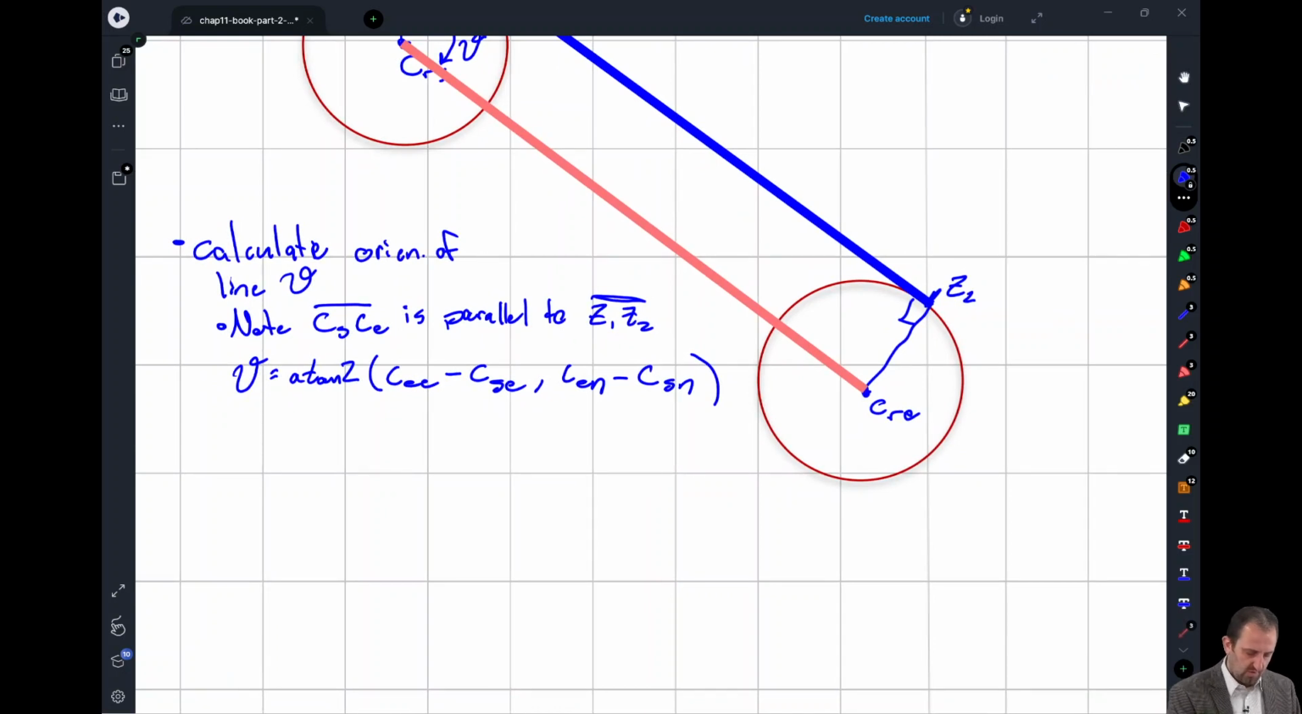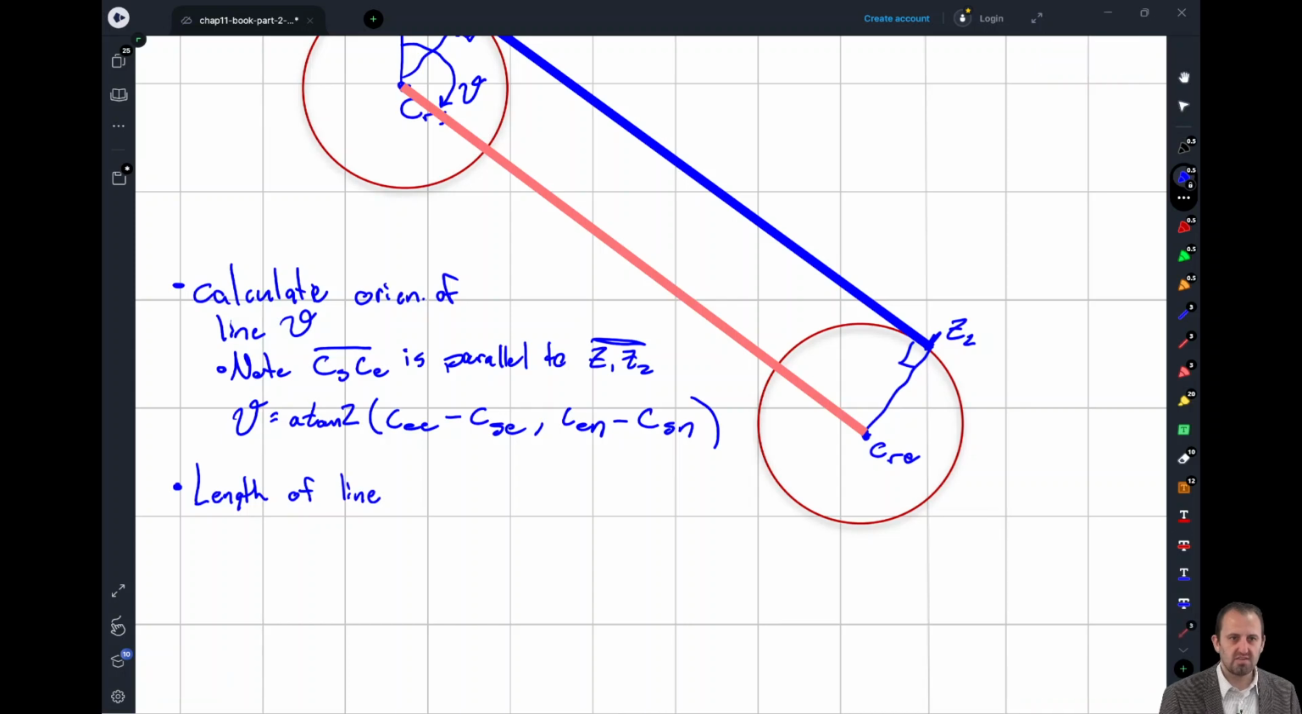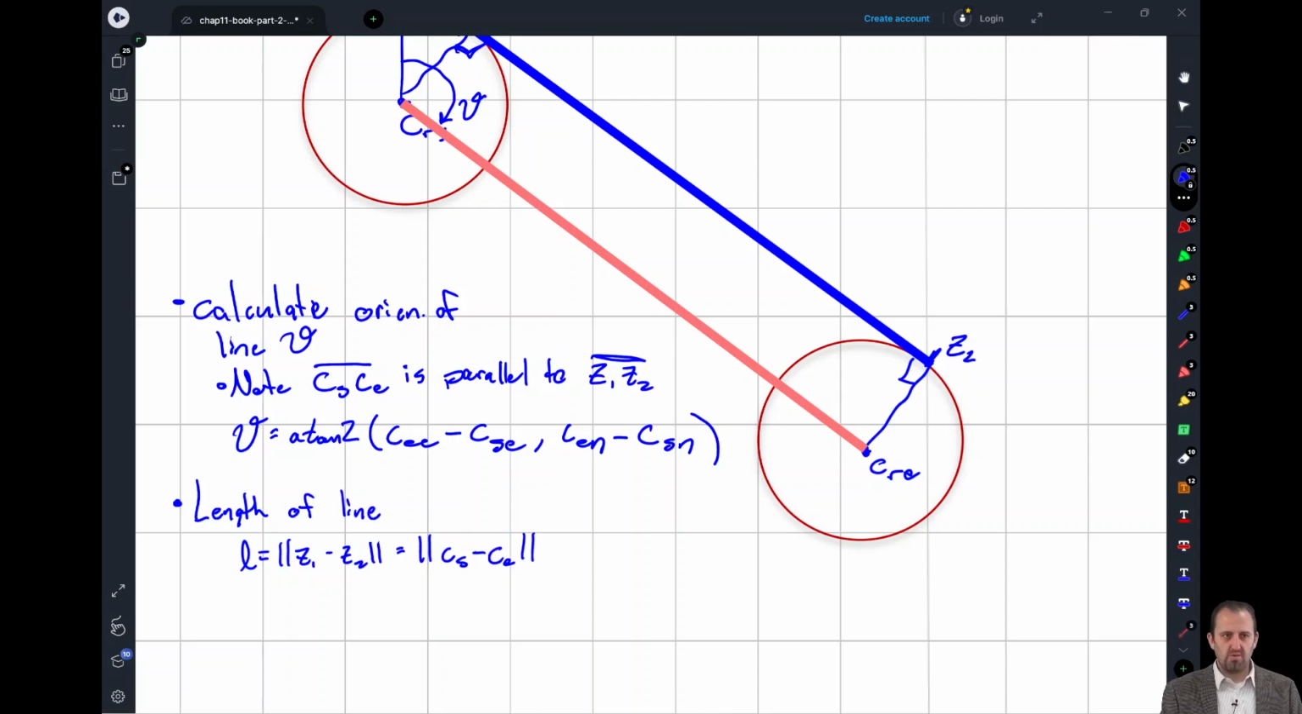Now we want to know the length of the line. Since these two lines are running parallel, the distance between them, we'll call it L, the distance between Z1 and Z2, is just going to be equal to the distance between our center start and our center end. So now we know the length of that line, which is fantastic.